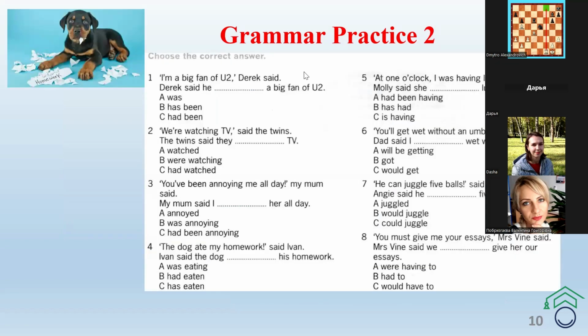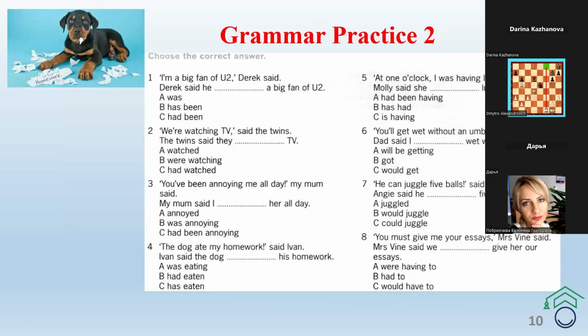Absolutely. Well done. So then we got grammar practice 2. We have to choose the right option. There are 3 options in each sentence, and only one of them is correct. Yeah? Who would like to start? Who would like to start reading? Андрій, будь ласка. I'm a big fan of you too, Derek said. Derek said he was a big fan of you too. We use was because we have am present form of to be word, so we shifted to the past form was. Great. Well done. And one more sentence, Андрій.